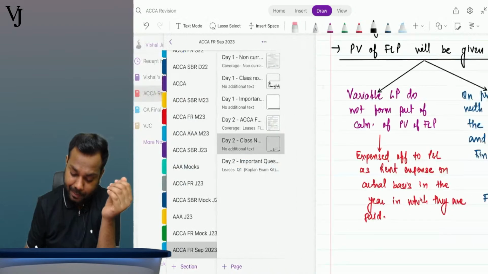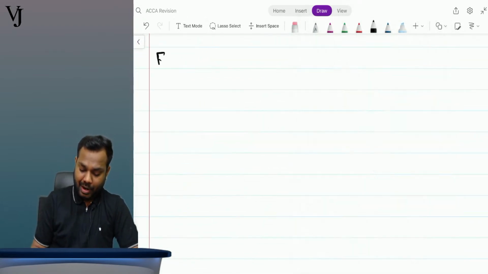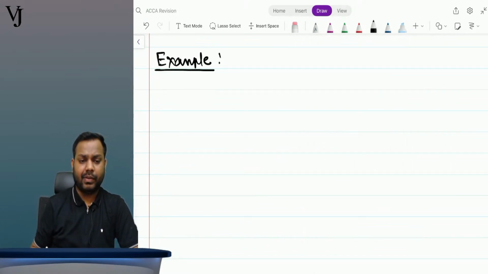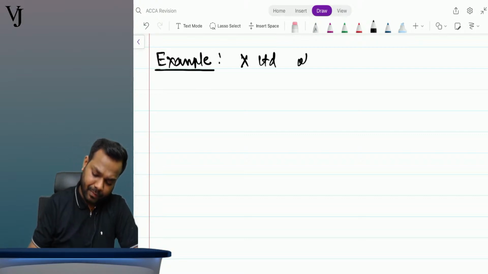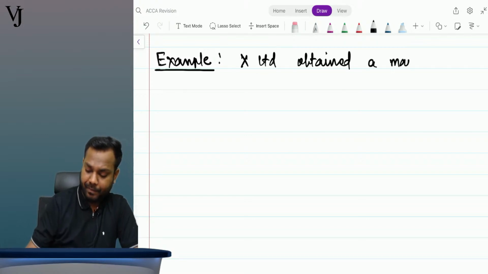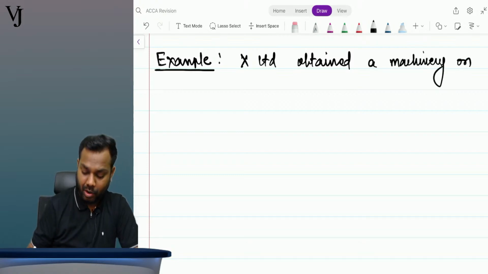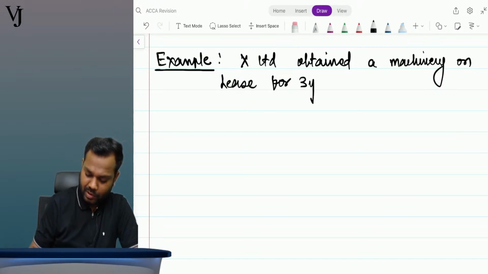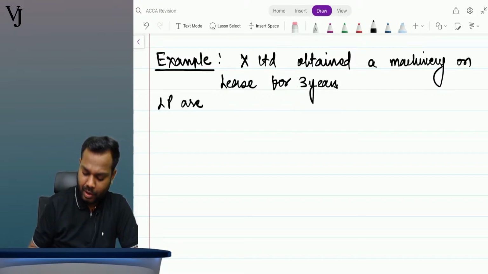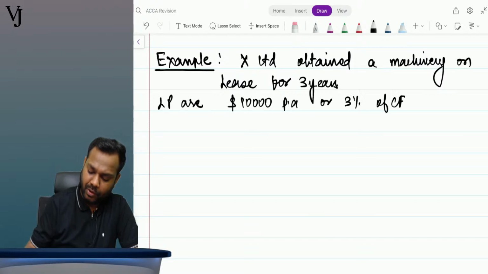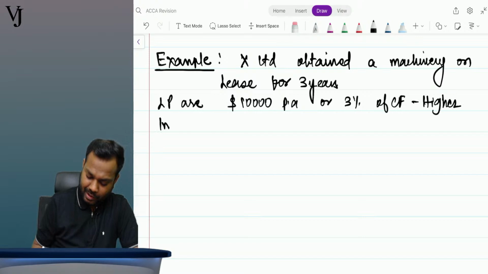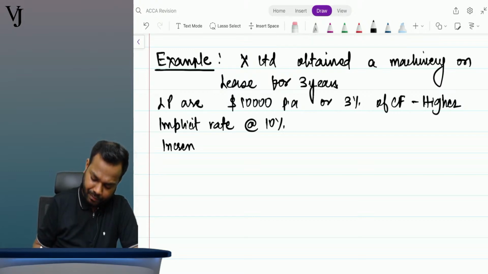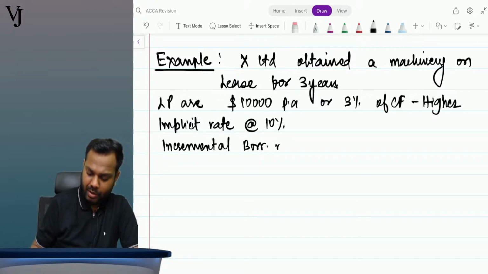Now, let us take up an example. I'll draft a quite short example, but it will help you in understanding each and everything. X Limited obtained a machinery on lease for 3 years. Lease payments are $10,000 per annum or 3% of cash flow, whichever is higher. Implicit rate is 10% and incremental borrowing rate of the lessee is 12%.